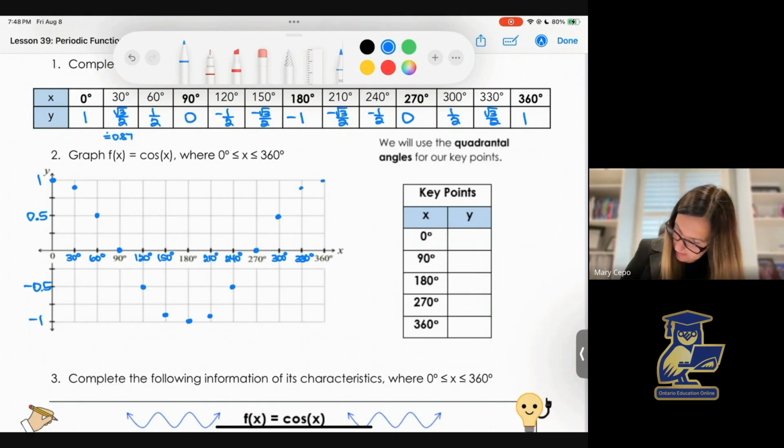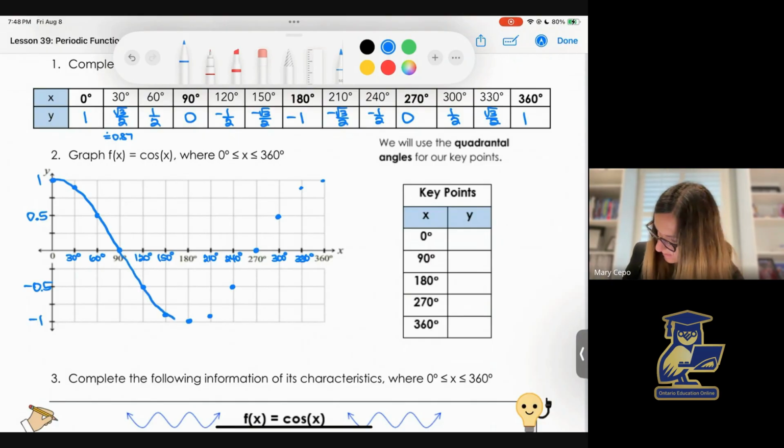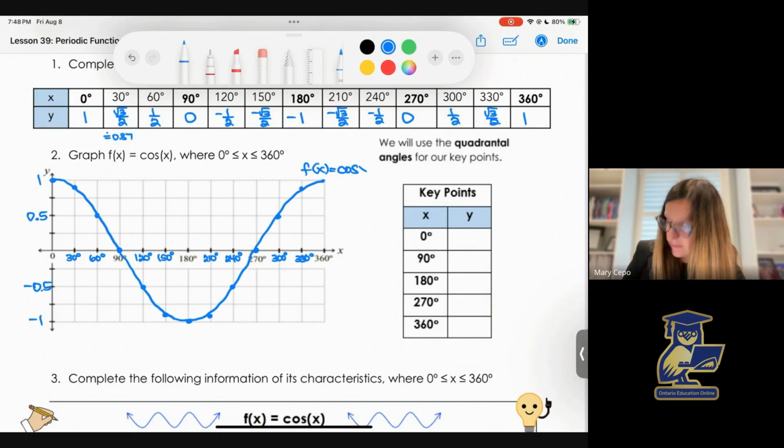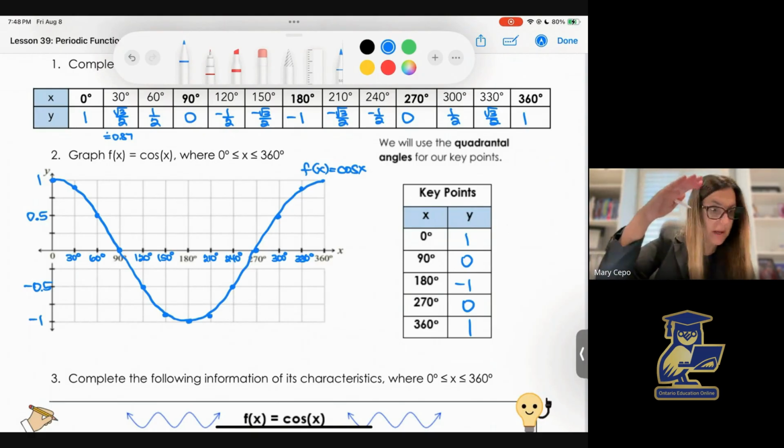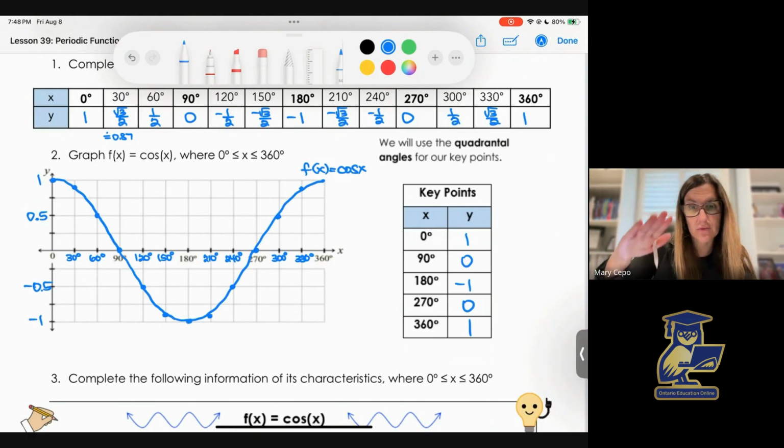And there we have it. This is f of x equals cos of x. Again, we're always using the quadrantal angles for key points: 0, 90, 180, 270, 360. So the values are 1, 0, negative 1, 0, 1. We're starting at the maximum, we come down to 0, then back to negative 1, 0, and back to 1.